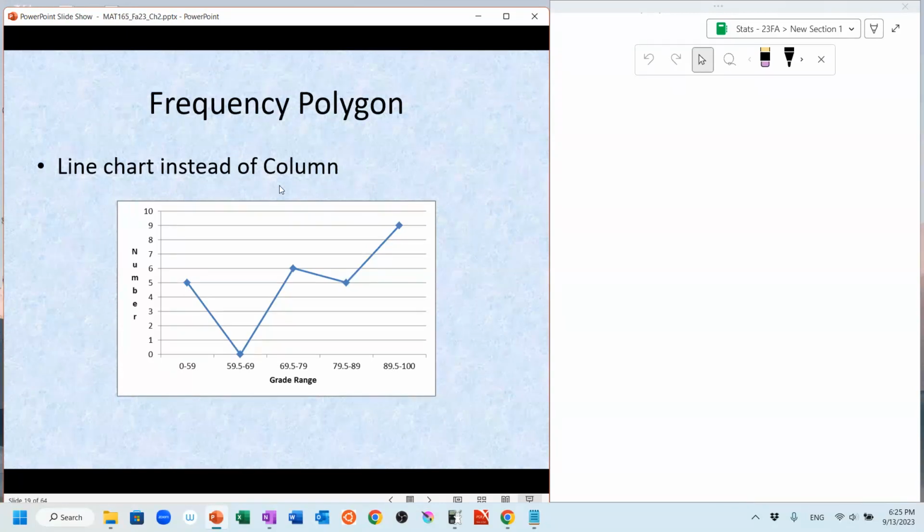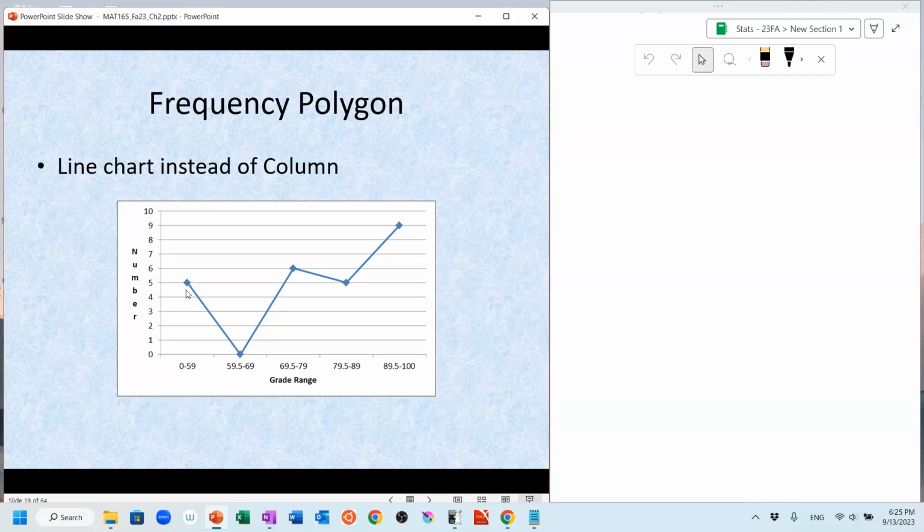So what's the difference between this and a histogram? Well, again, we have our classes going across the horizontal axis. We have our frequencies going along the vertical axis. We have our 5 folks in the 0 to 59 class, 0 in the 59.5 to 69, and so on. But instead of putting a bar above each of these classes, we just put a dot.